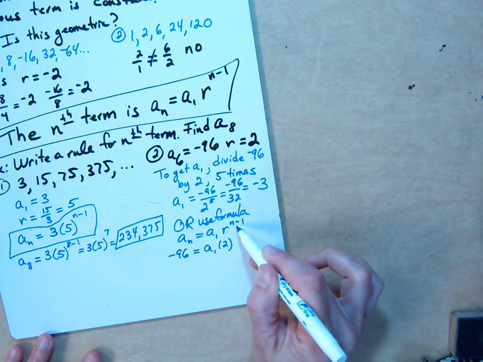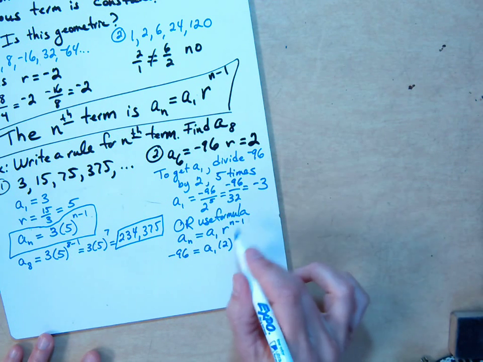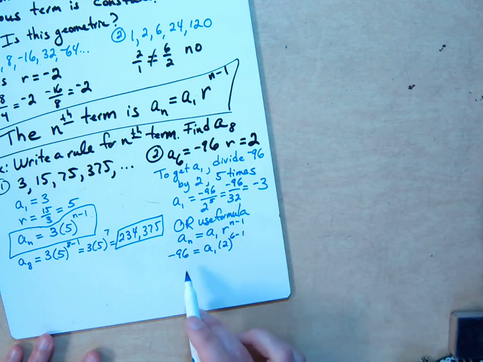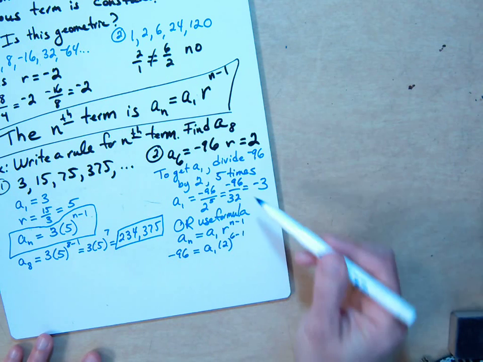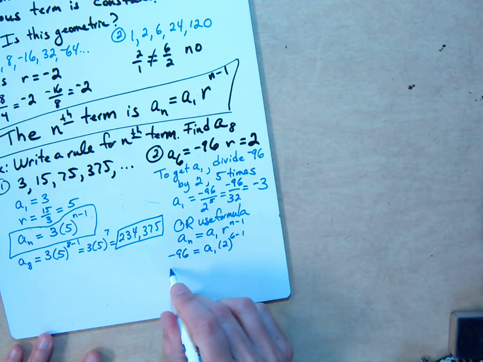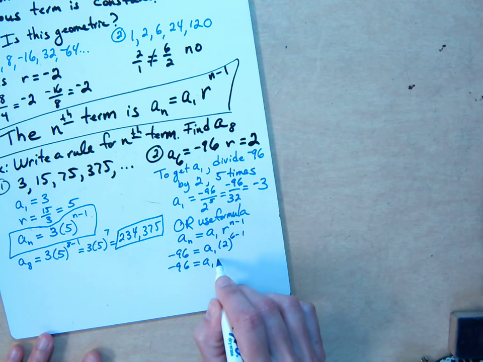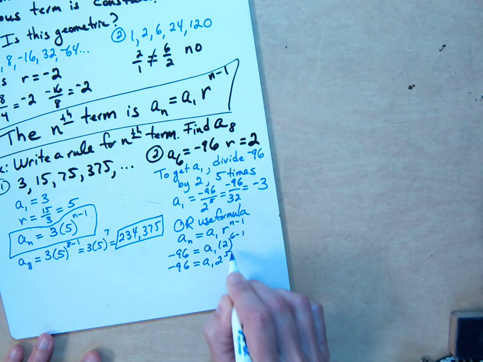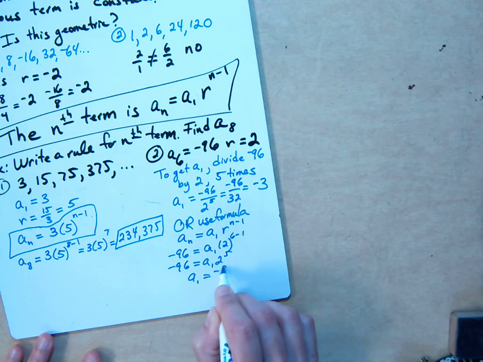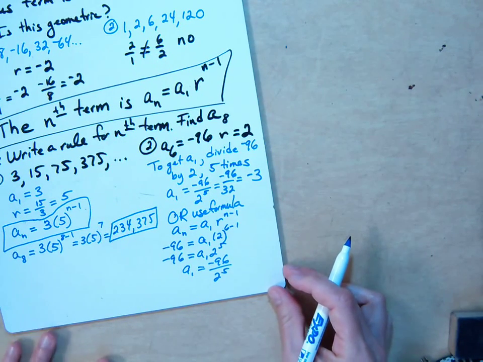What's n if I'm going to... 6, yes. Because I'm doing a sub 6. So 6 minus 1. And do you see how if you solve this, it is the exact same thing. Solving this gives you negative 96 is a sub 1 times 2 to the 5th. And so a sub 1 is negative 96 over 2 to the 5th. It works out exactly the same way.